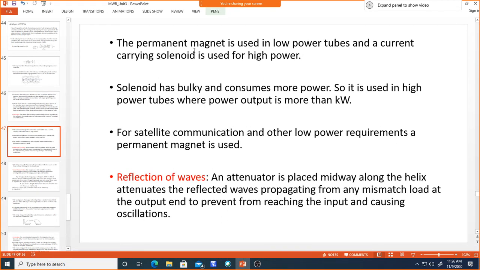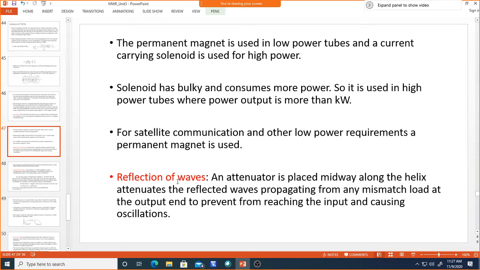Okay, so the permanent magnet is used for low power tubes, and the current carrying solenoid is used for high power tubes. Since the solenoid is bulky and consumes more power, it is used in high power tubes wherever the output required is in the order of kilowatts. And the permanent magnet is used for low power applications like satellite communication and so on.